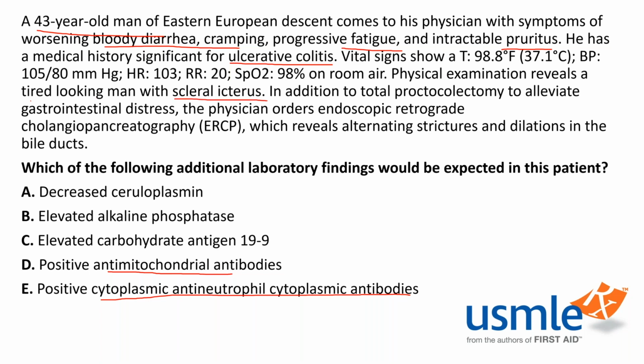In addition to a total proctocolectomy to alleviate his GI distress, the physician orders endoscopic retrograde cholangiopancreatography, or ERCP, which reveals alternating strictures and dilations of the bile ducts. And now we get into once again the lead-in. Which of the following additional laboratory findings would we expect in this patient? And we have our answers: A, decreased ceruloplasmin; B, elevated alk phos; C, elevated carbohydrate antigen 19-9; D, positive antimitochondrial antibody; and E, positive cytoplasmic anti-neutrophilic cytoplasmic antibodies, or c-ANCA.